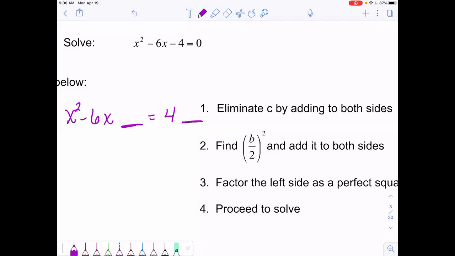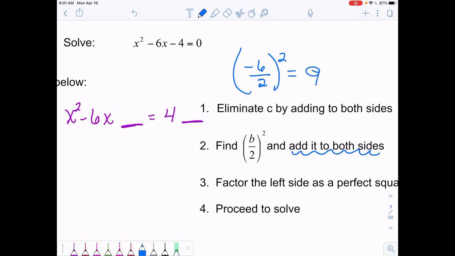What does step 2 say to do? Right, so we are going to find a value that is a perfect square, and we're going to add it to both sides of the equation, which is why I left a little space. So Peter, what is b? And when you divide it by 2 and square it, you get 9.